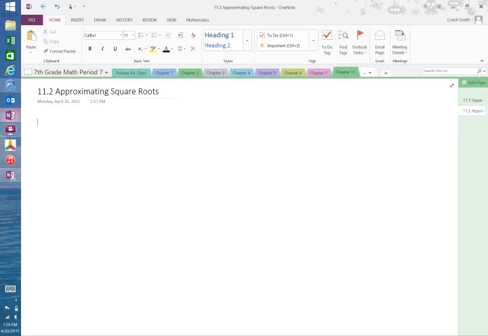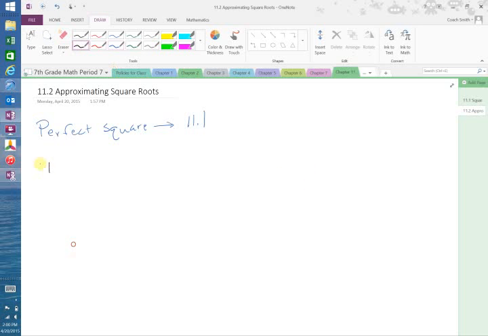Now, what we're going to talk about today is, instead of the perfect squares that we talked about in 11.1, today we're going to talk about what we would call irrational square roots. Okay? Now, an irrational square root is a square root that's not a perfect square.